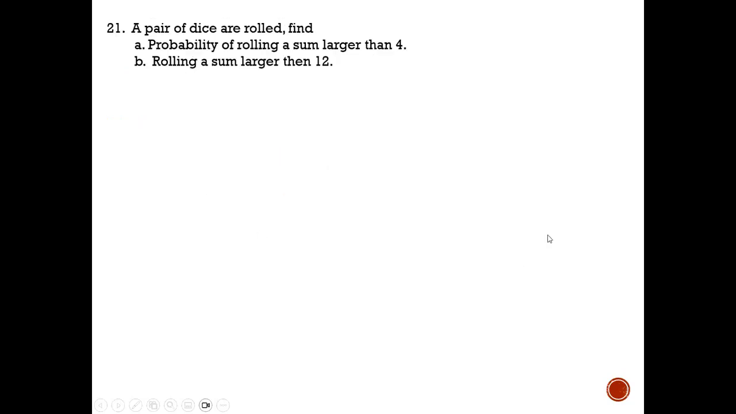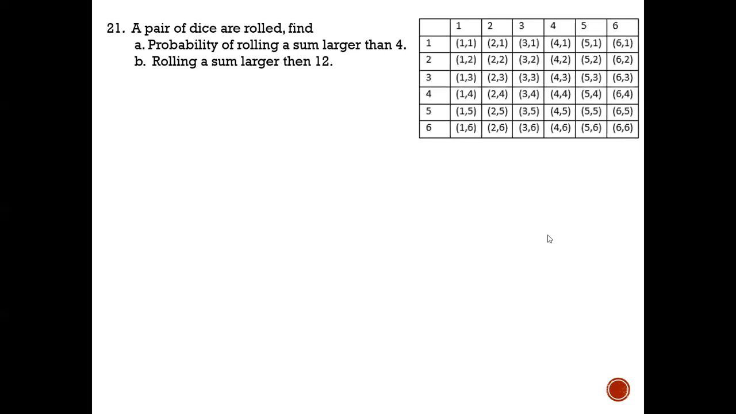Okay, so we're finishing up with probability. We're going to look at the probability for a pair of dice rolled, where A, you roll a sum larger than 4, and then B, you roll a sum larger than 12.